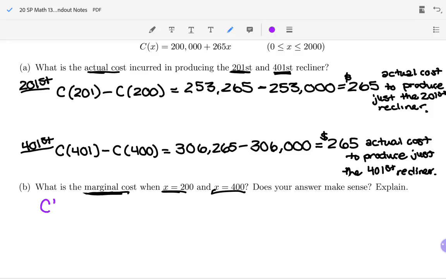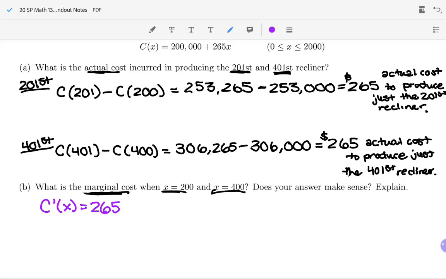So first I'm going to show my derivative. That way if I plug in and get it wrong, I can at least get partial credit for having my derivative, right? So marginal cost, we're going to label it C prime of x. Derivative of 200,000 is 0. Derivative of 265x, that was our mini rule, it's 265.